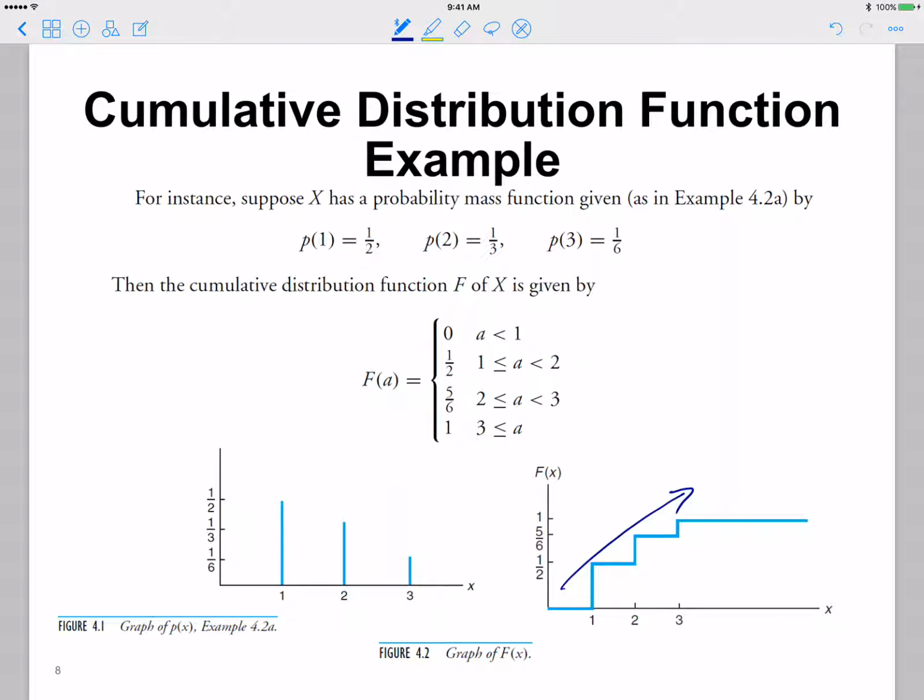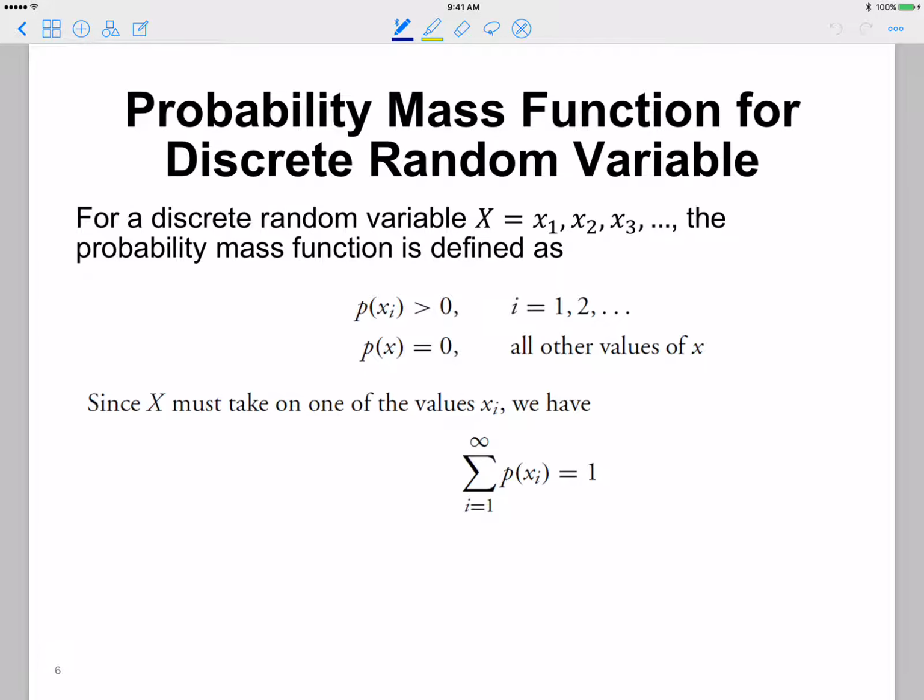will always increase or stay the same. It will never decrease because it will be just adding up as x values increase. Okay, so that is one property.